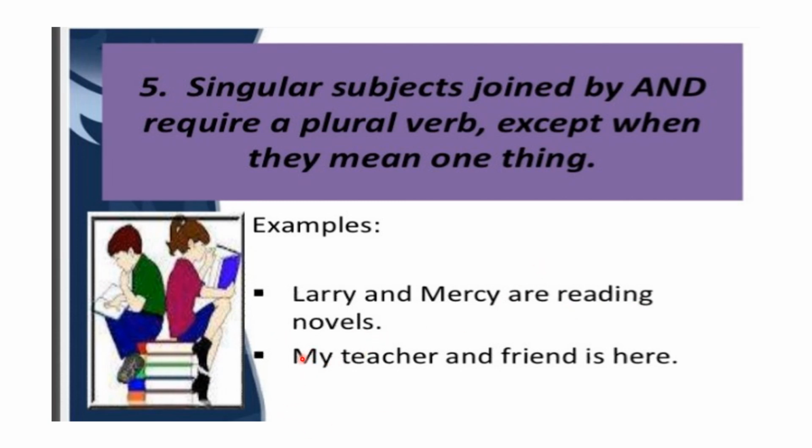This is an exception. My teacher and friend is here. Here they mean the same thing. The teacher is your friend. So therefore you will use the singular verb is. My teacher and friend is here. Your teacher is your friend, and therefore you will use is, because it is one and the same person. Okay, they mean one thing and therefore you will use the singular verb. The sentence is: my teacher and friend is here.